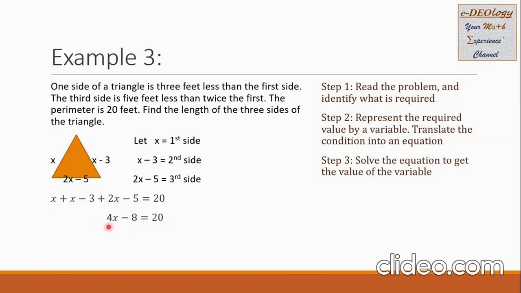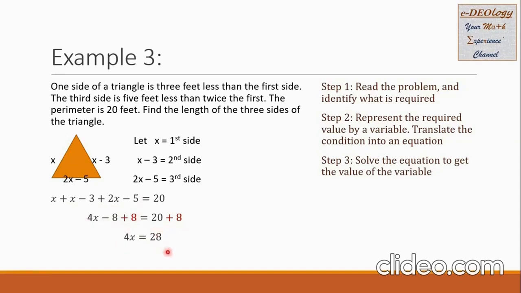We want this 4x to be alone on the left side, and this is negative 8, so I'm going to put a plus 8 so that it will cancel this negative 8. So plus 8 is added on the left side, also on the right side. So the negative 8 plus 8 becomes 0. Only the 4x comes down, equals 20 plus 8, which is 28.